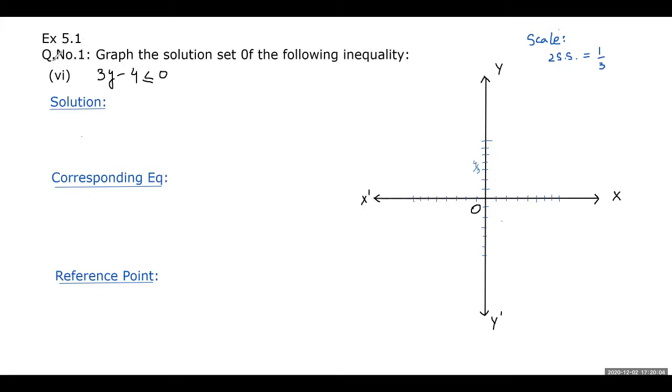Bismillahirrahmanirrahim. Exercise 5.1, question number 1. Graph the solution set of the following inequality: 3y minus 4 is less than or equal to 0. This is part 6 of question number 1. So we start the solution.